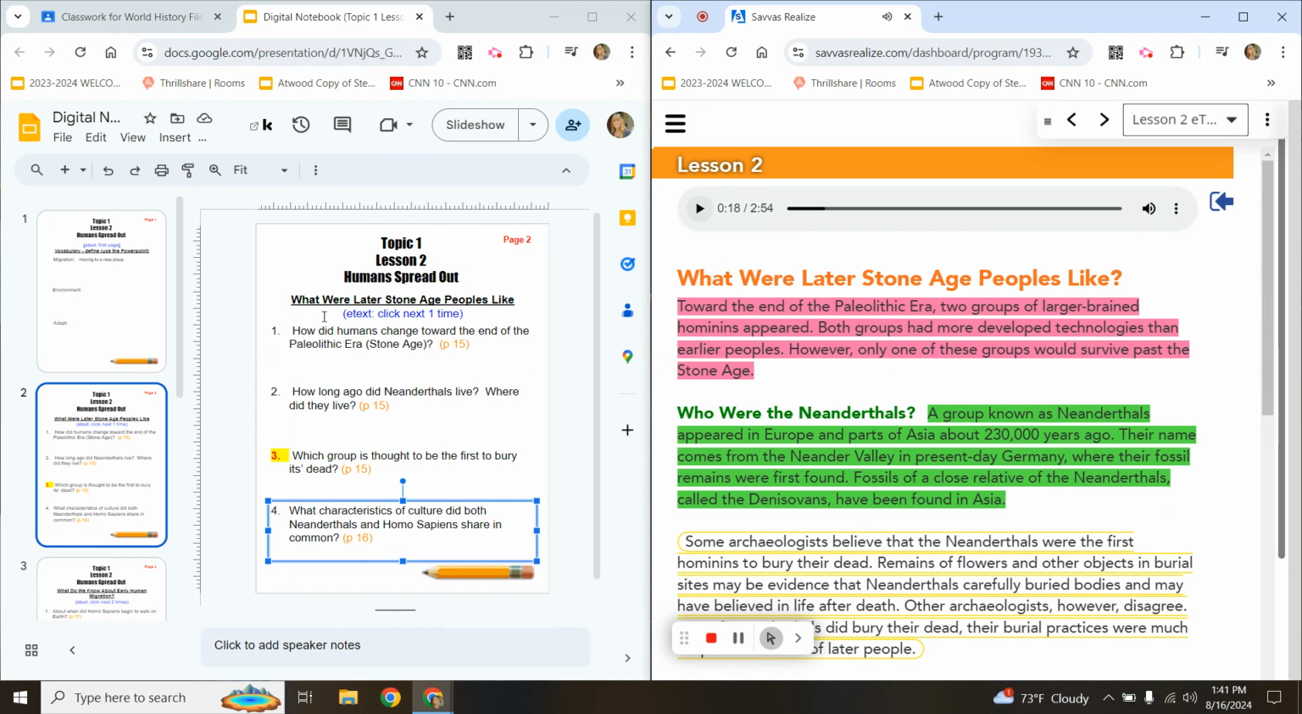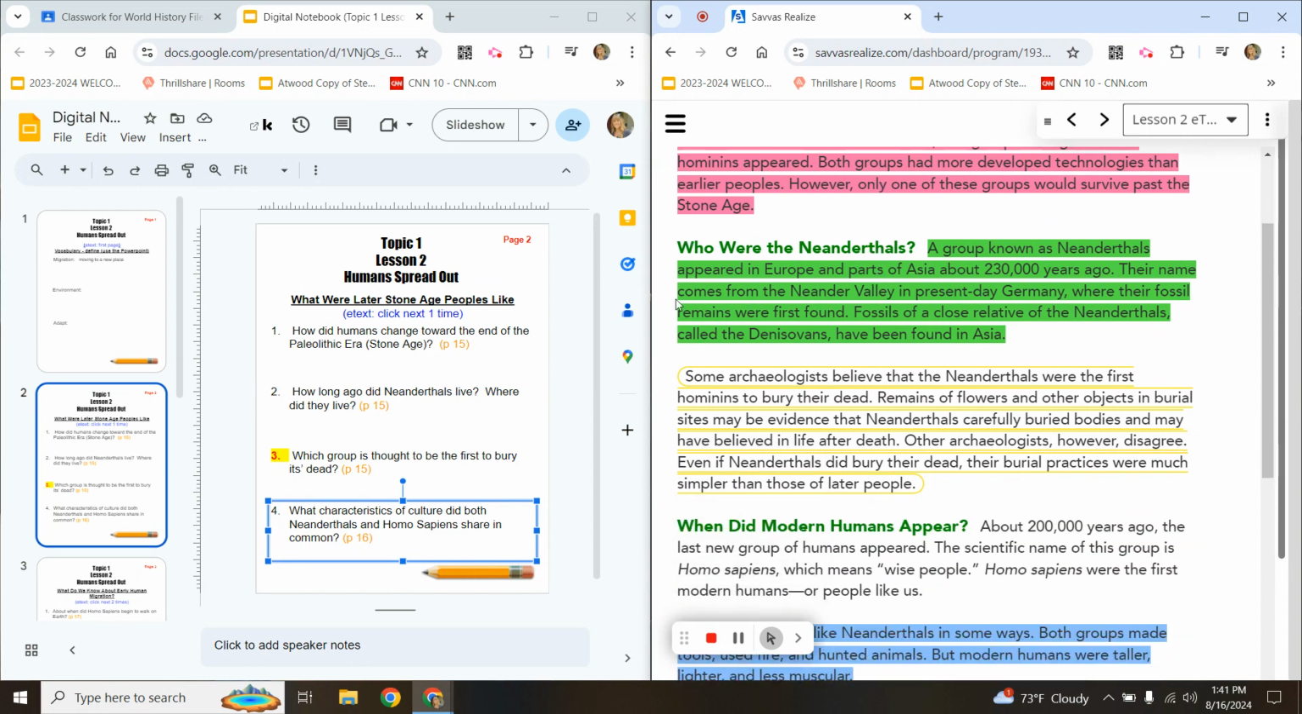All right. This question, how did humans change toward the end of the Paleolithic era? Well, here you go. Go ahead and get that answer from this pink paragraph. Number 2, how long ago did Neanderthals live and where did they live? You will find those answers in this green highlighted paragraph. We're going to listen to both of these paragraphs. Who were the Neanderthals? So number 2 you're going to find in this green highlighted paragraph.